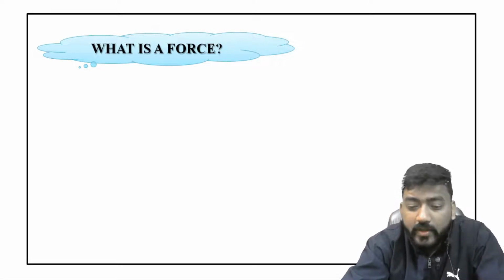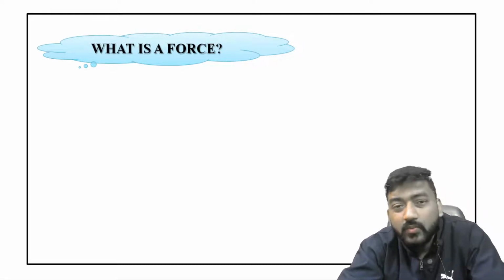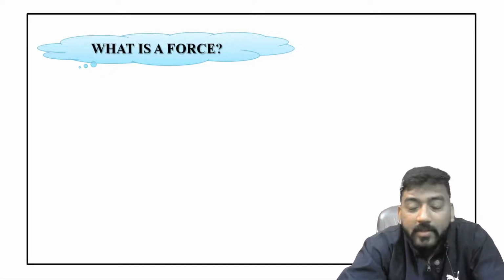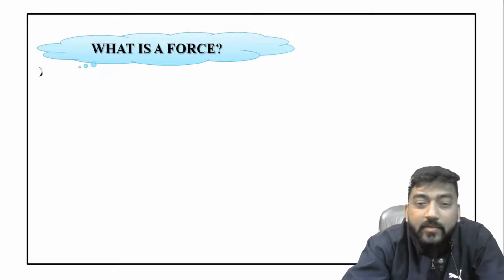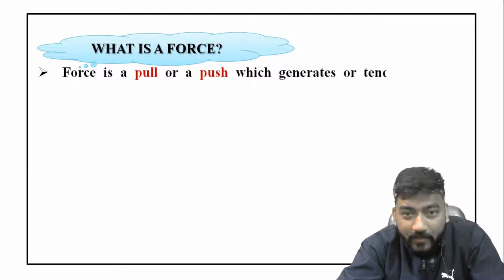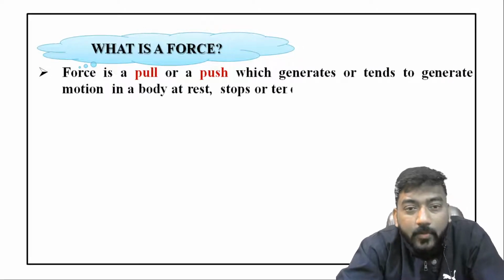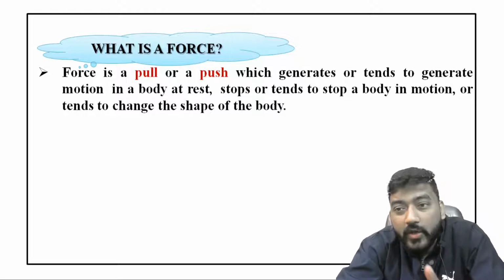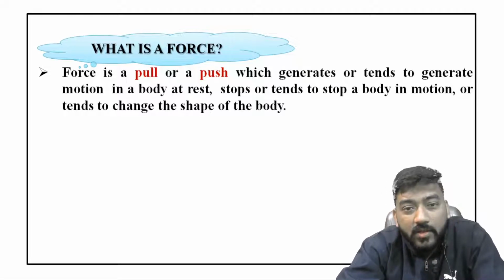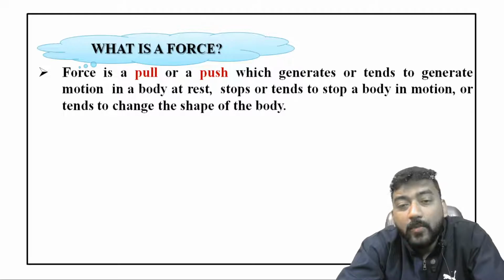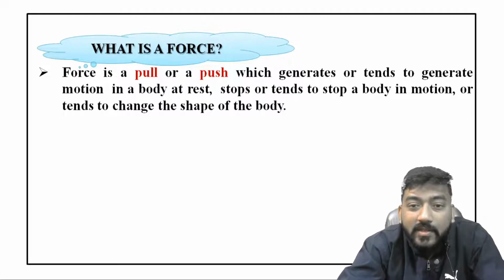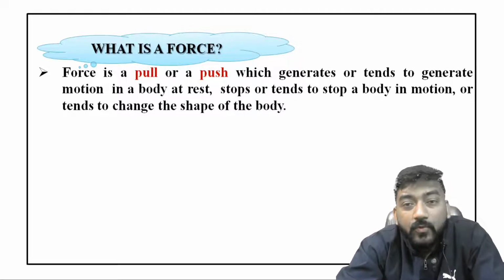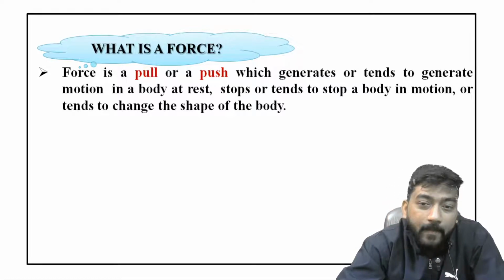So you can arrange all these words in a very compact form, and that is the definition of force. You can write as a definition of force that force is a pull or a push which generates or tends to generate motion in a body at rest. So for an object which is at rest, by using push or pull, you can generate or tend to generate motion in the body.